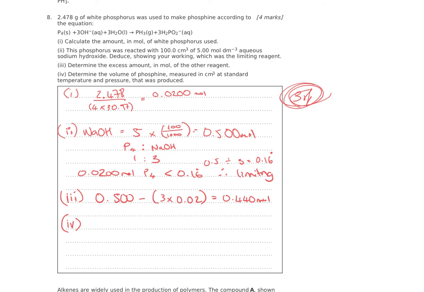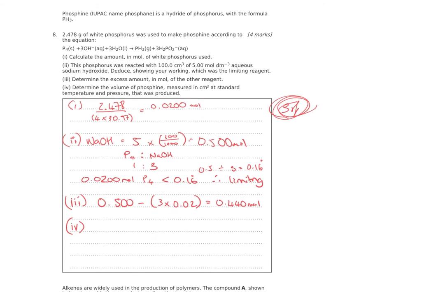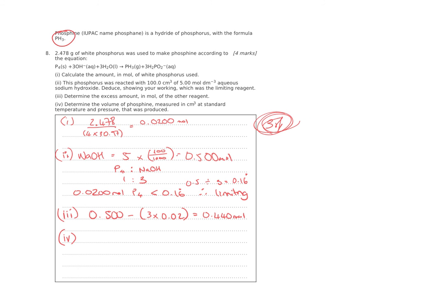And question 4, determine the volume of phosphine in centimetres cubed. So our moles of phosphine, it tells us phosphine is PH3 at the top here. So PH3 to P4 is a 1-to-1 ratio. So we're going to have 0.02 moles, because that's our moles of P4 there. How do we work out the volume of a gas? We're going to times it by 22.7. And then we're going to times that by 1,000 to convert it into centimetres cubed. So that would be 454 centimetres cubed.